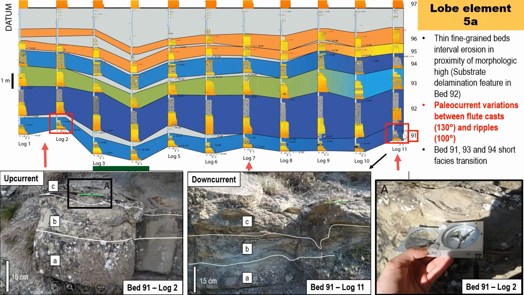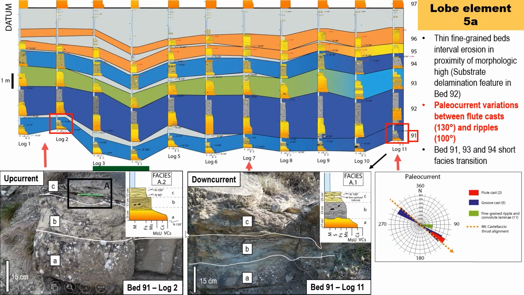Interesting are also the numerous variations in the paleocurrent orientation, and here I'm showing you an example from bed 91, which presents flute casts oriented 130 degrees to the north, while the cross stratification in the fine-grained interval is prevalently oriented 100 degrees to the north.